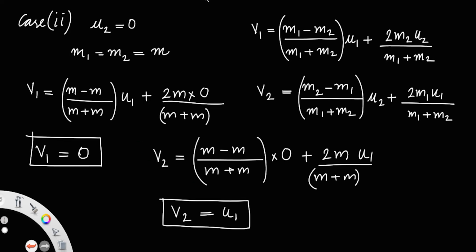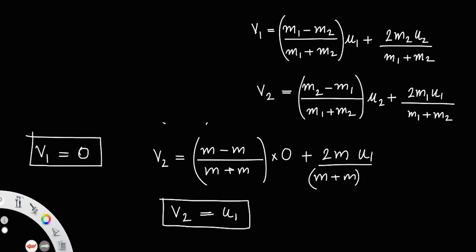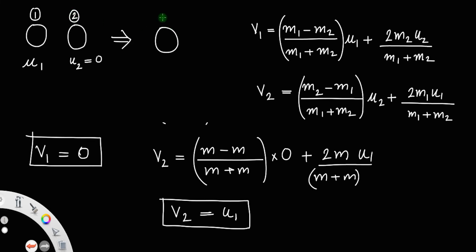So let's consider that case. Just consider this case, that is two bodies of equal masses, one is at rest, the second body is at rest, and the first body is having an initial velocity u1. So after they collide, let's call this first body and let's call this second body. The first body comes to rest, that is v2 is equal to 0. Sorry, v1 equal to 0. That's what we got. v1 is equal to 0.